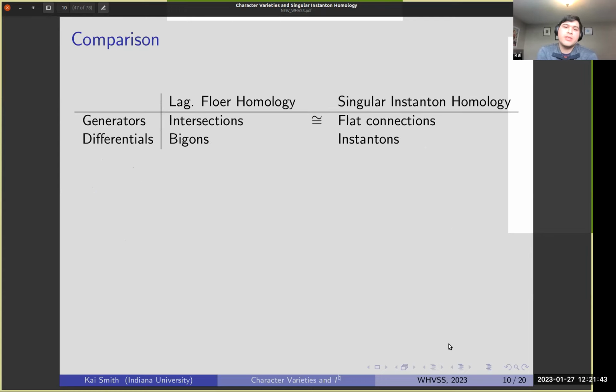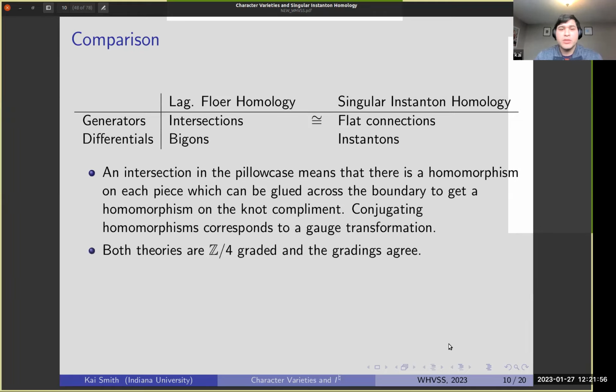So let's see how the Lagrangian Floer homology compares to singular instanton homology. The first thing to notice is that the generators have a natural equivalence. In our Lagrangian Floer homology, the generators come from these intersections in the pillowcase.